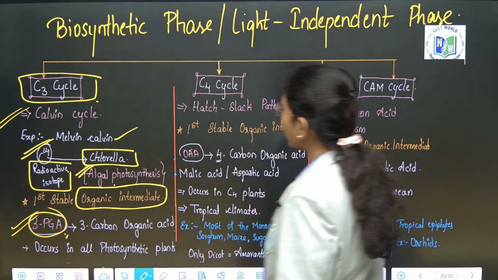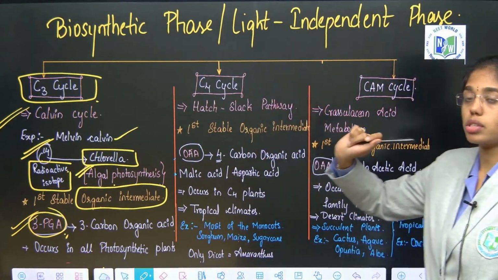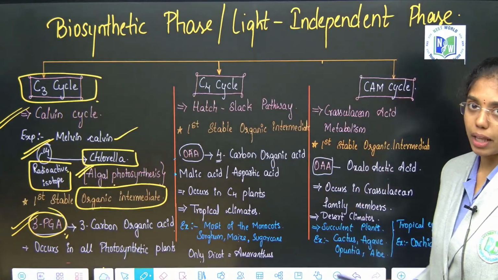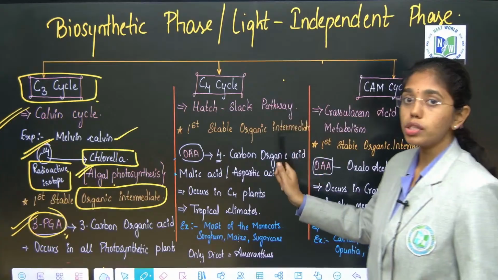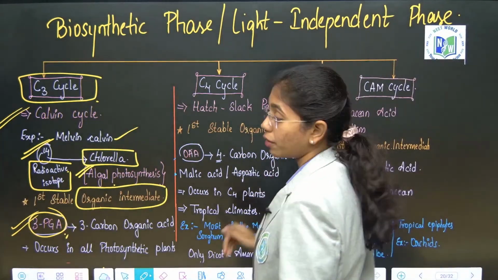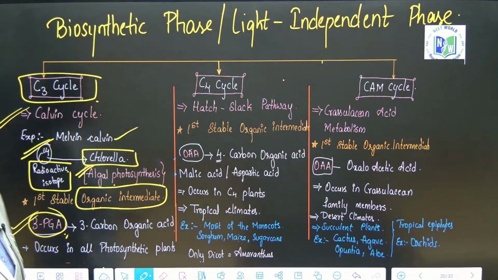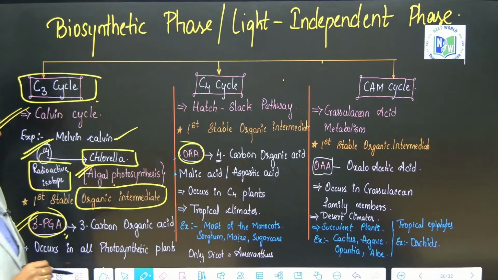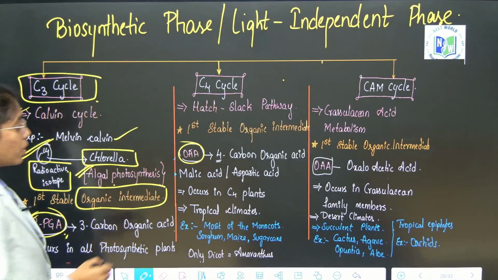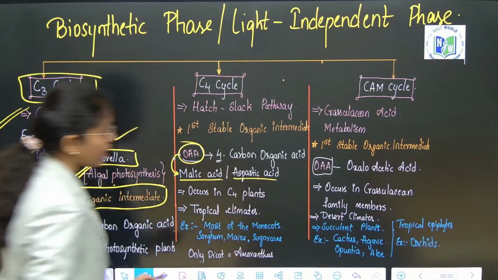How is C4 cycle discovered? This is discovered by Hatch and Slack. So, the name is also given as Hatch and Slack pathway. The name is C4 cycle because here the first stable intermediate formed after primary carboxylation is oxaloacetic acid, which is a 4-carbon compound. This is being converted to malic acid or aspartic acid.